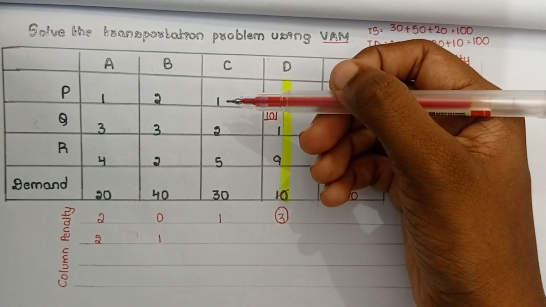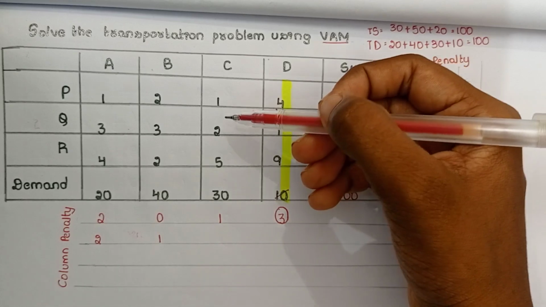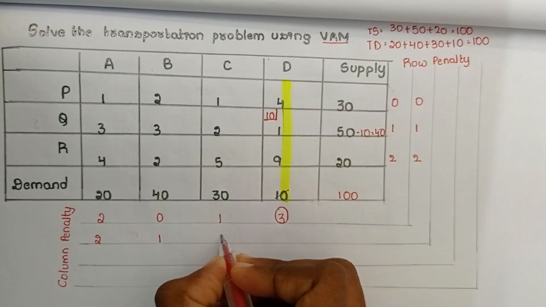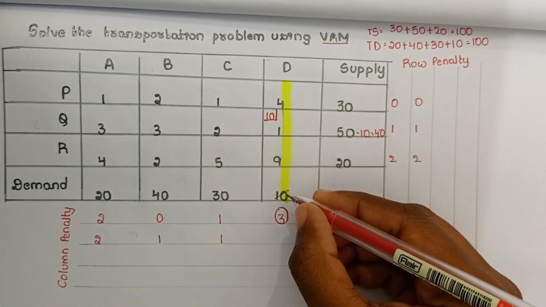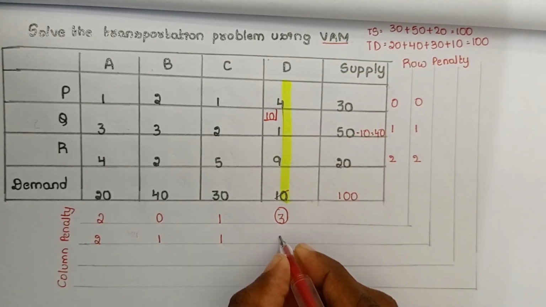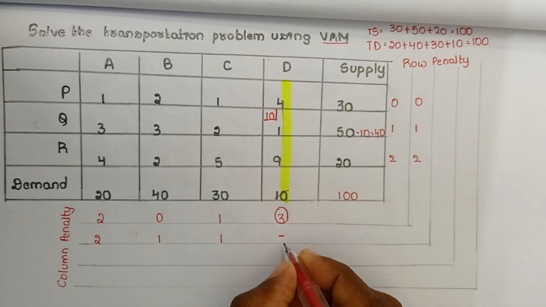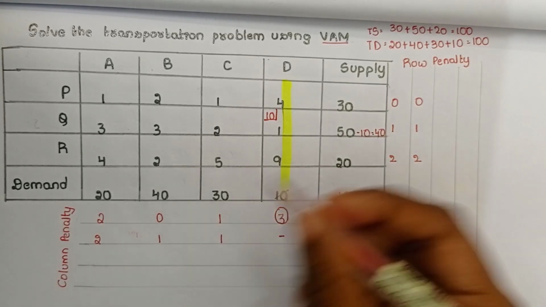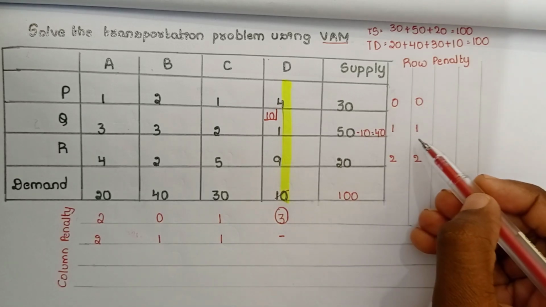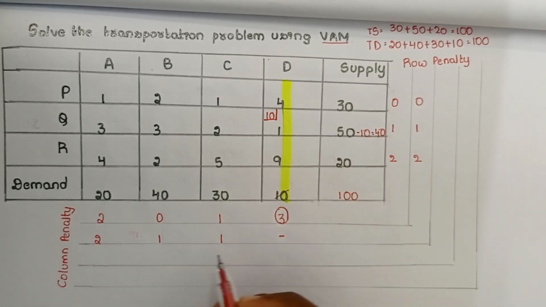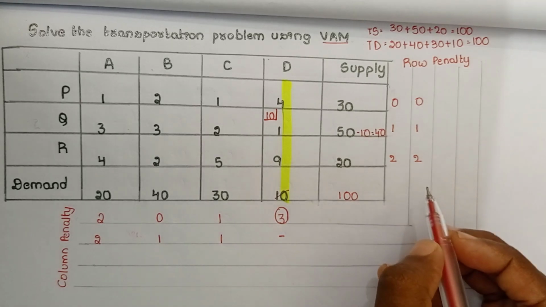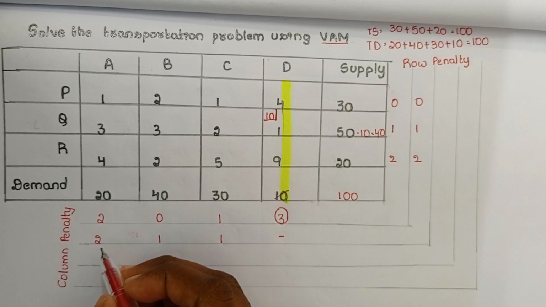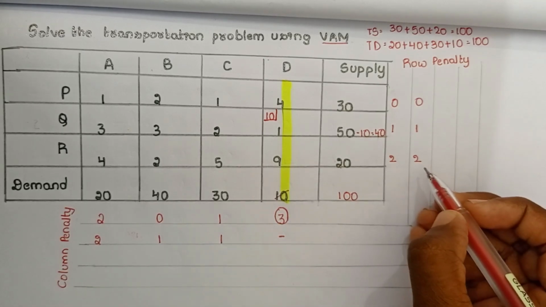In this column of 1, 2 and 5, the first least value is 1 and the second least value is 2, so 2 minus 1 is 1. As we have struck off this particular column, there is nothing to calculate the difference, so it is nil. The values we got from column penalty and row penalty are 0, 1, 2, 2, 1 and 1. Among these the greatest value is 2. But the problem is we have 2 on both sides, in the column penalty as well as the row penalty.